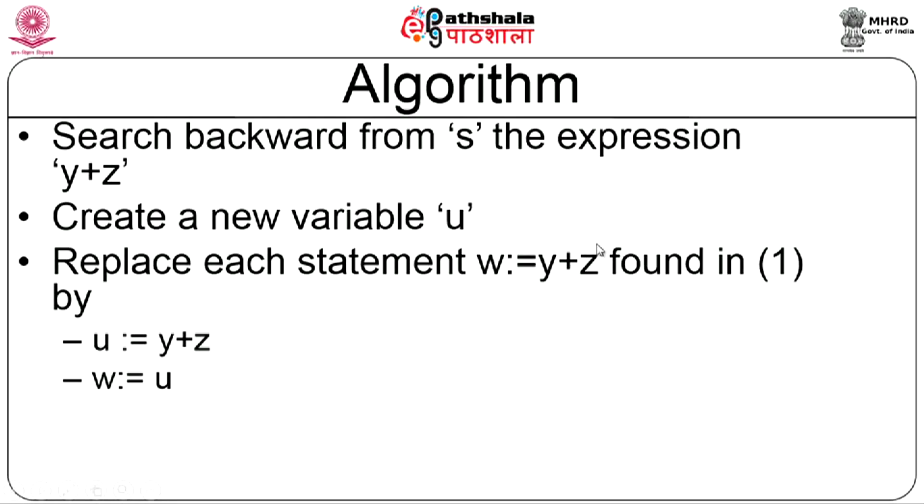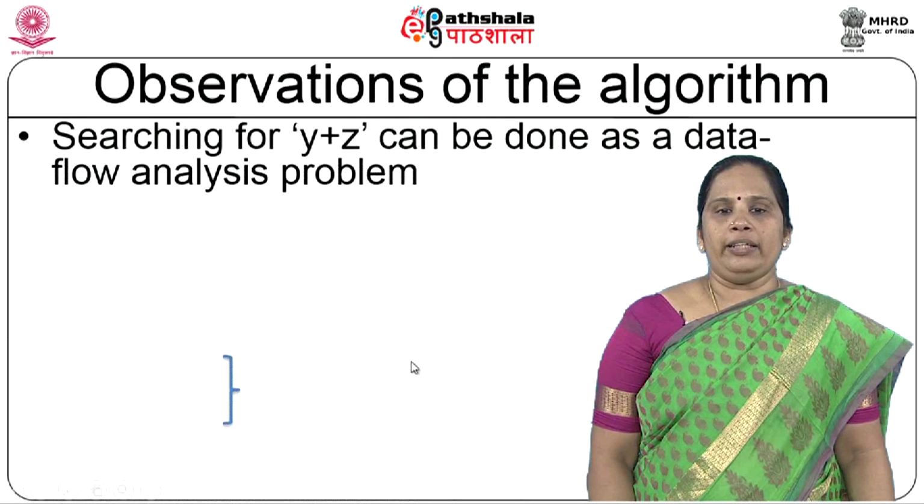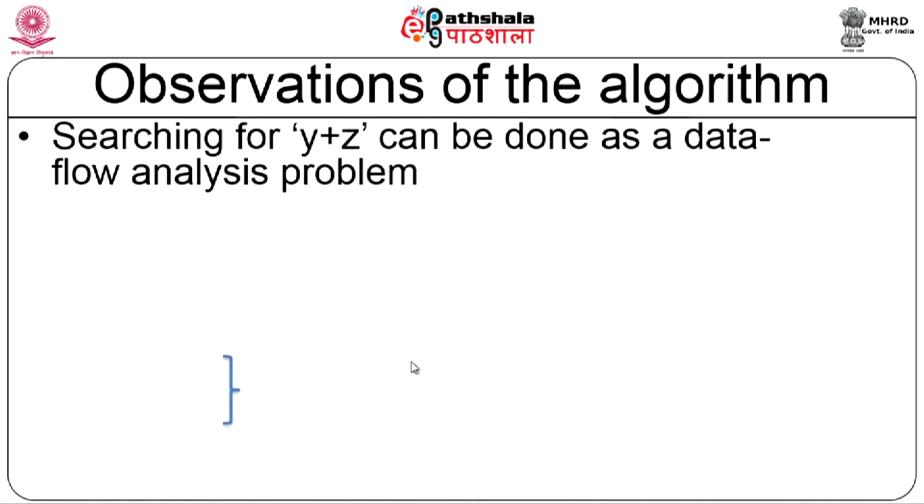That is where you could encounter a statement of this particular form: you are simply using a new variable, assigning this value here, and then the remaining will simply be a copy statement. So, replace statement S also by x is equal to u, because now u corresponds to y plus z. This is done across all basic blocks till a change of value is observed either for y or for z. Now, that is done by the available expression algorithm that basically looks at it.